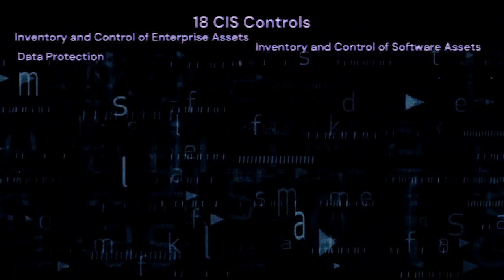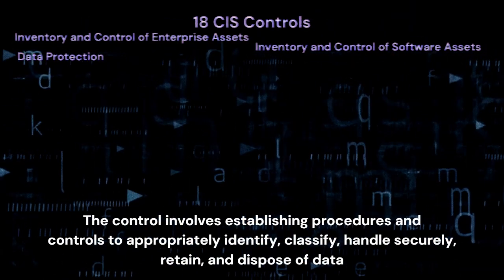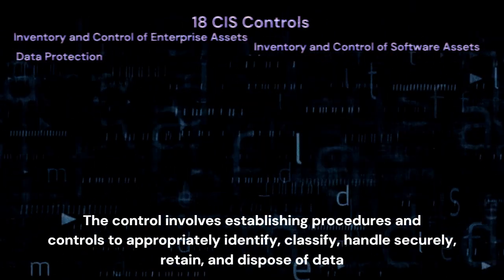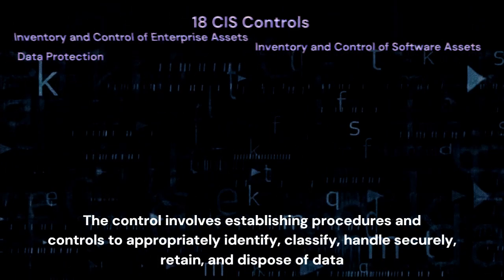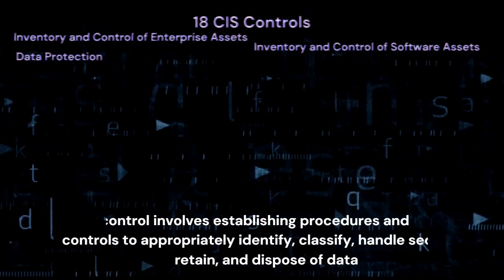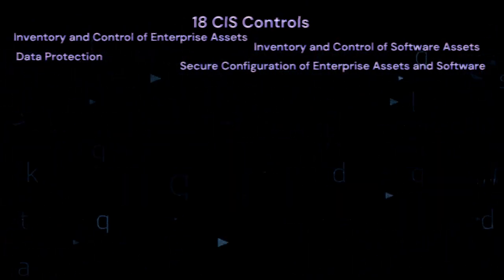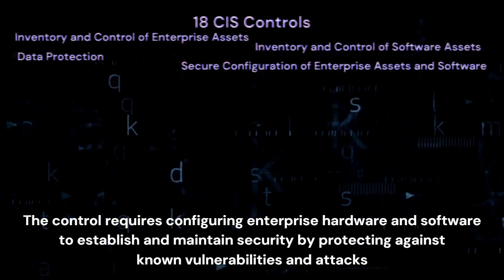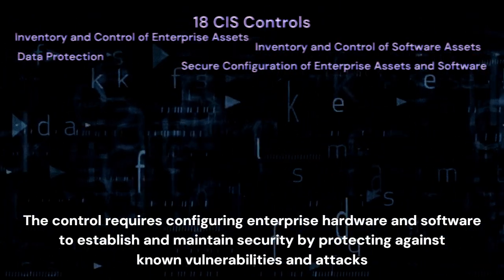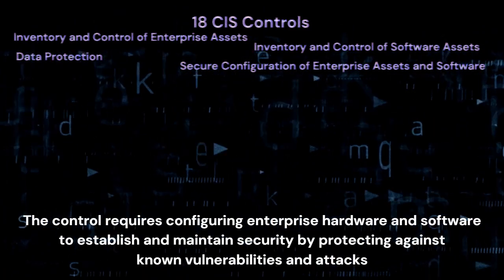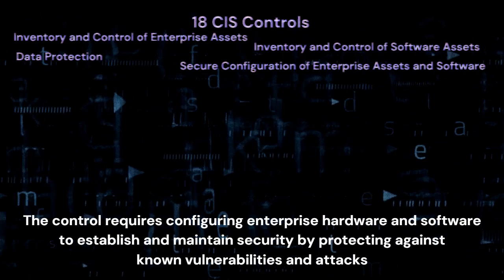Data protection. The control involves establishing procedures and controls to appropriately identify, classify, handle securely, retain, and dispose of data. Secure configuration of enterprise assets and software. The control requires configuring enterprise hardware and software to establish and maintain security by protecting against known vulnerabilities and attacks.